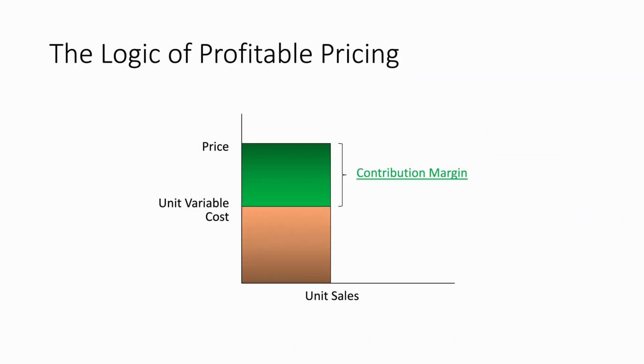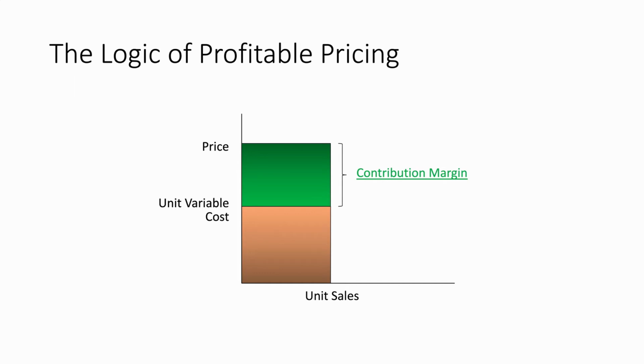All right, so here's an illustration of how companies are making profit. The horizontal axis is unit sales, and the vertical axis is unit variable cost and the price. The green block here is the contribution margin. That is the price minus the variable cost times the unit sales. That green square gives us the total contribution margin from price. And the brown square is the total cost.